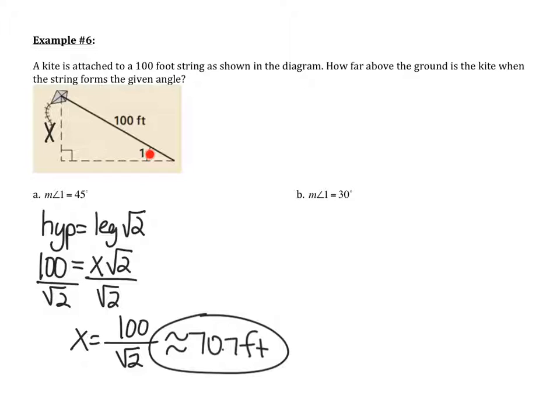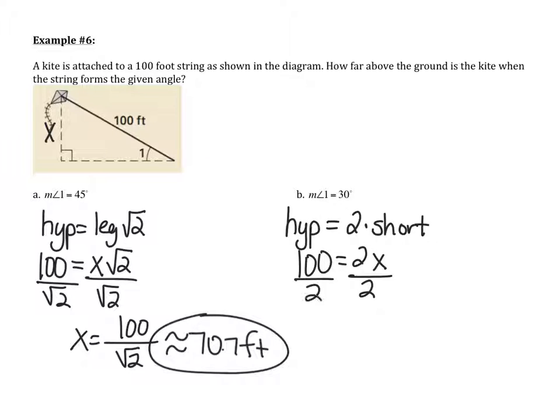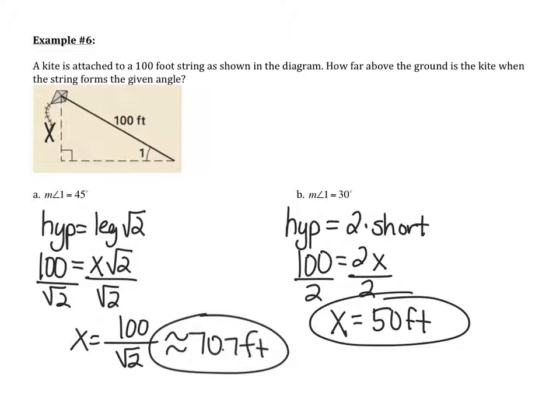Moving on to part B, now they're saying, what if the measure of angle 1 is 30 degrees? So if this is 30 and this is 90, that means that this is 60. So I have a 30, 60, 90. So notice that the 30 degrees is here, and the length that I want is the short side. And I know that the hypotenuse is 2 times the short side. And it's the hypotenuse that I have, so all I end up doing for this problem is dividing by 2, so the short side would be 50 feet. So in this case, I don't have to do any rounding, and I know it would be exactly 50 feet off the ground. So that's it for this section.